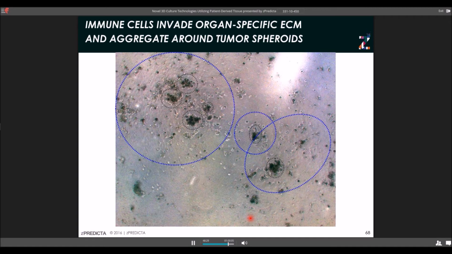So really, having a comprehensive environment allows the immune cells to invade into the organ's extracellular matrix, invade into the tumors, and really demonstrate the function of the newly established or newly developed immuno-oncology therapeutics on a much more comprehensive human system.